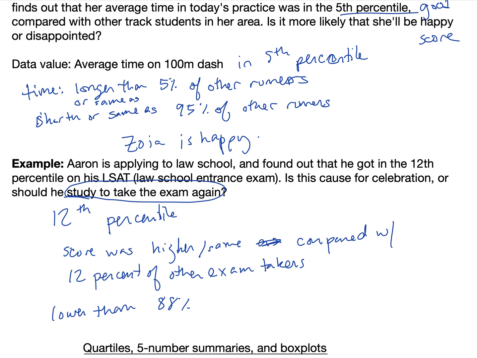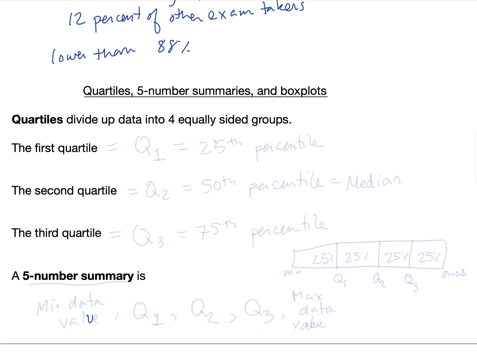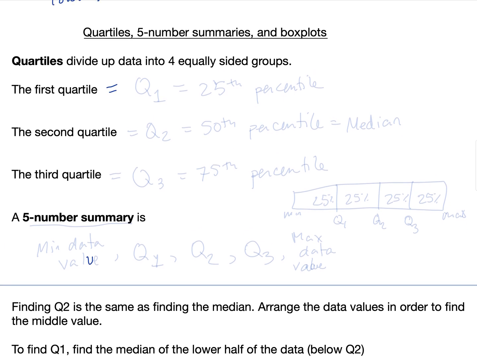Okay, so percentiles break up the data into hundredths. Quartiles break up the data into fourths, or 4 equally sized groups. So the first quartile is also labeled Q1 or Q sub 1, and it's the same thing as the 25th percentile.